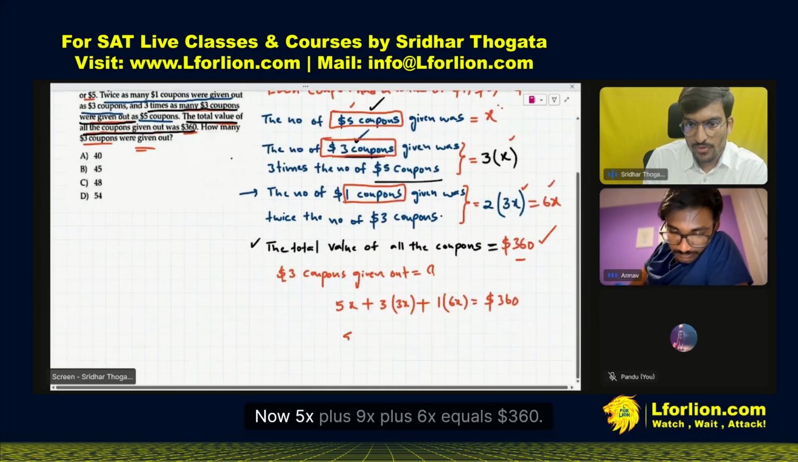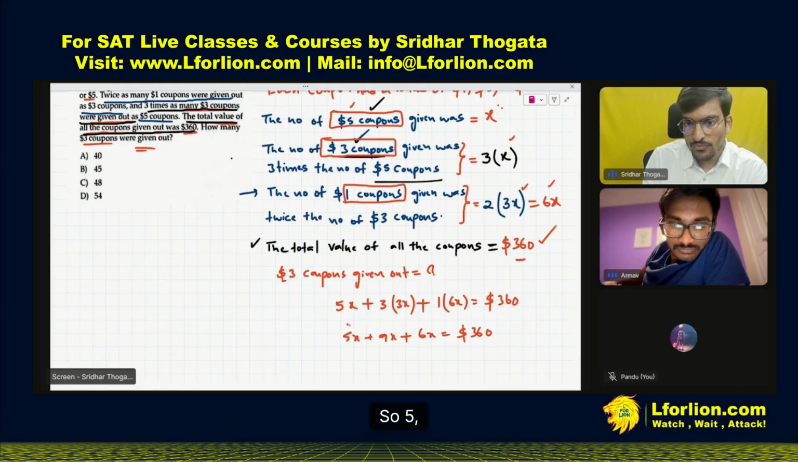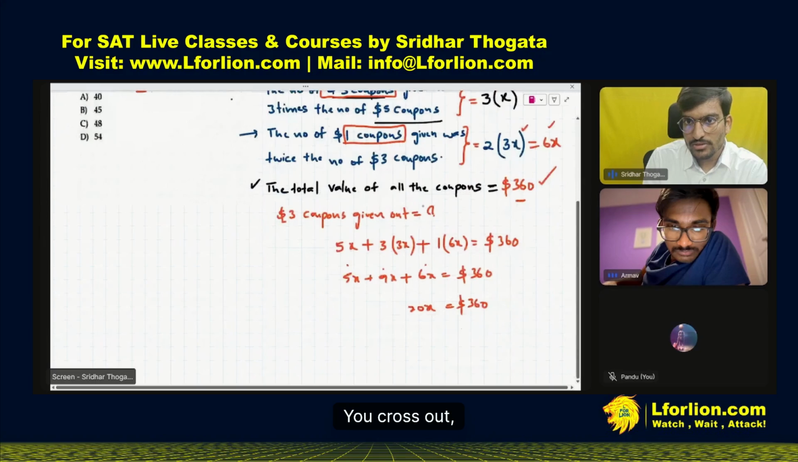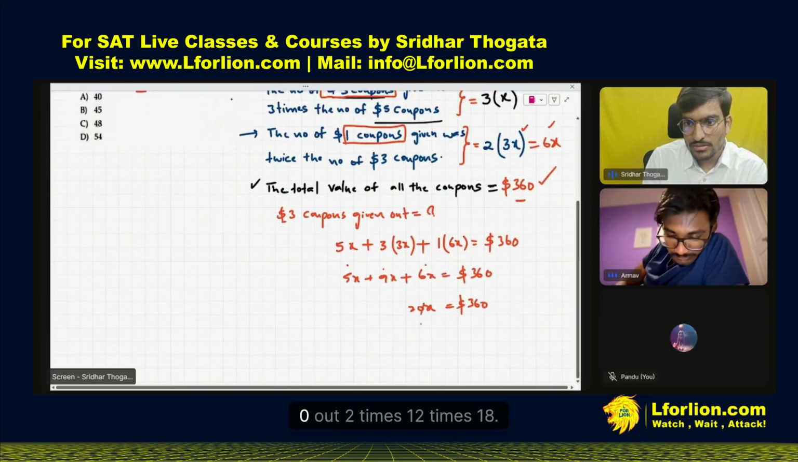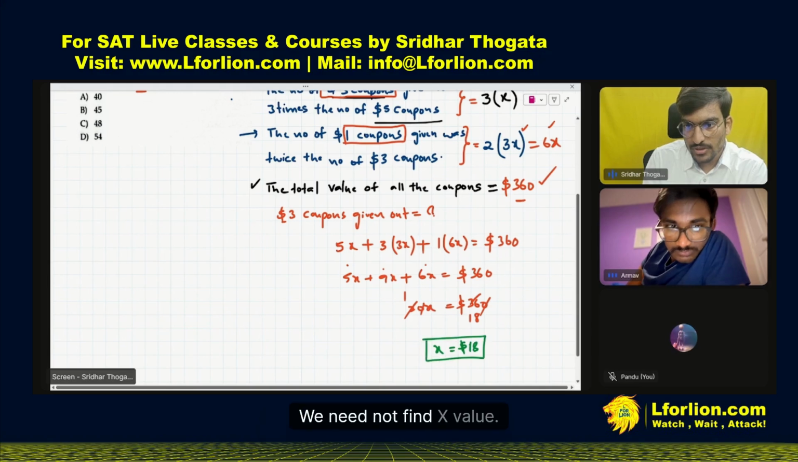Now 5x plus 9x plus 6x equals $360. So 5, 6, 11, 9, 20x equals $360. You cross out the zeros, you are going to get 2 times 1, 2 times 18. So finally, x value equals $18.